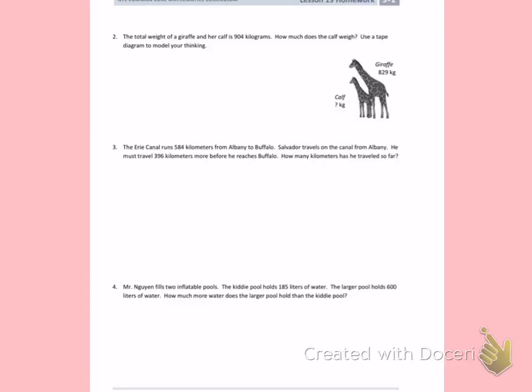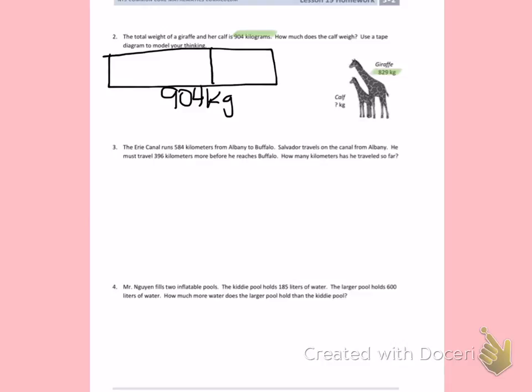So I'm being told the total weight is 904 kilograms. If I model that as a tape diagram, the total weight would be placed at the bottom, 904 kilograms. If I look at the picture, I know the mother giraffe weighs 829 kilograms. So I can model on my tape diagram that the mother giraffe weighs 829 kilograms. I don't know how much the calf weighs.